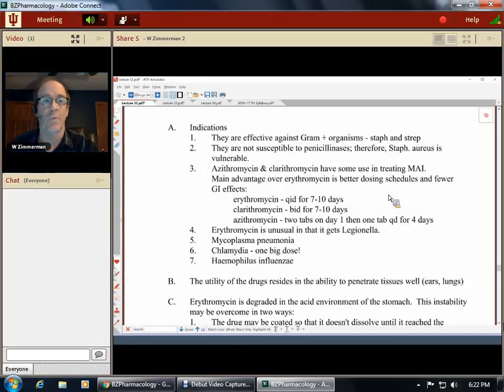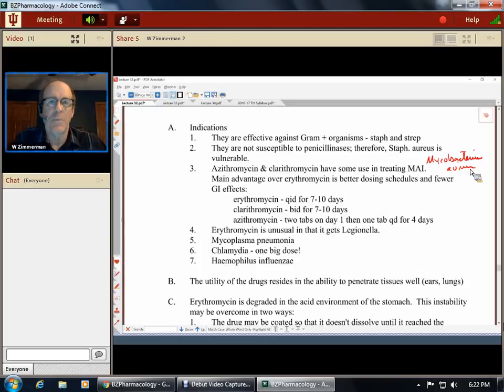So this group, they're effective against gram-positives, that get staph and strep. Not susceptible to penicillinases, therefore Staph aureus is vulnerable. Let's see, azithromycin and clarithromycin have some use in treating Mycobacterium avium, which is related to tuberculosis. I'll mention it next week when we cover TB. Now, people have fallen in love with azithromycin and clarithromycin.